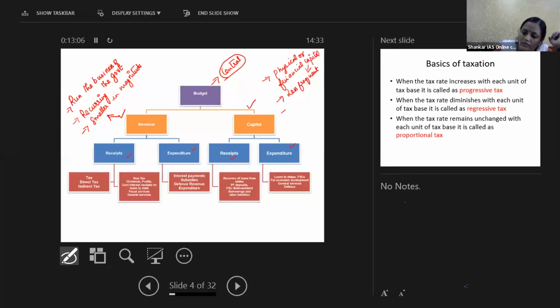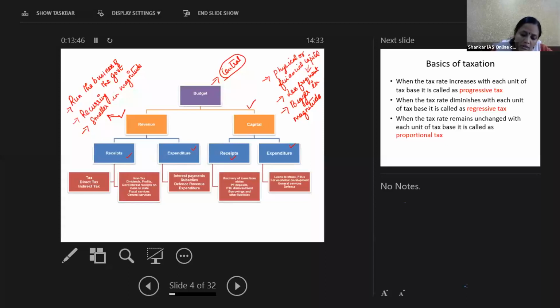Then the third thing is, usually it will be bigger in the magnitude, because we will be spending more for development of the infrastructural facilities. So the amount which is involved in doing the capital activities will be more. So these are some of the basic things which we can describe the revenue account and the capital account. Revenue account is for running the business of the government. Capital account is for creation of the physical or the financial capital in the country. So these are the things.